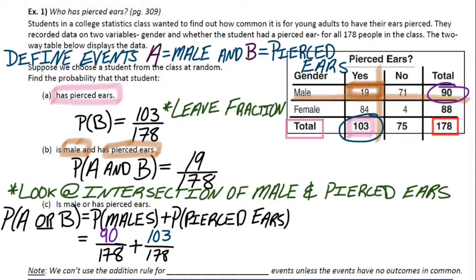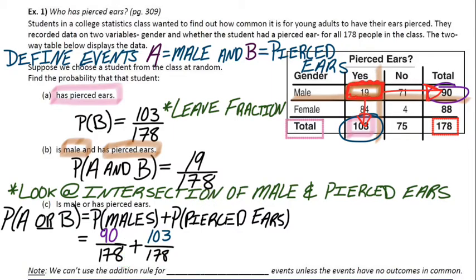Okay, but you'll notice if we actually add these two fractions together, that can't be correct. For one reason, if you add 90 plus 103, that'd be 193 out of 178. We would get a probability bigger than 1, and we know that can't happen. Well then what's wrong with this scenario? It turns out that if you just add the probability of males and the probability of pierced ears, there's a group that you would have counted twice, and that would be this group of males with pierced ears. So that 19 number, you would have added twice by putting it with the 103 and with the 90.